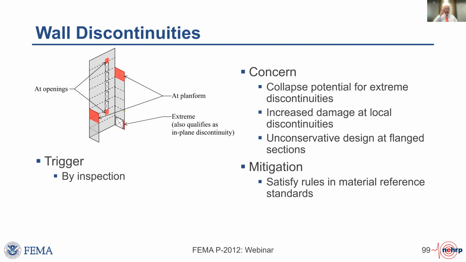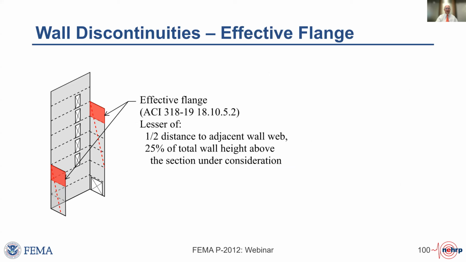And then wall discontinuities are not addressed in ASCE 7, but various aspects are addressed in ACI 318. The concern is that at those discontinuities, we could get increased damage, and maybe in some cases, as you see at the bottom, with a really big opening, there could even be collapse. I'll note that that also qualifies as an in-plane discontinuity. So ACI 318 tells us how to consider the effective flange dimensions.